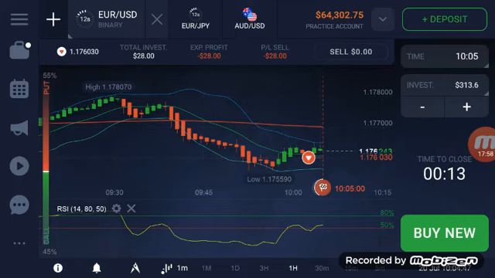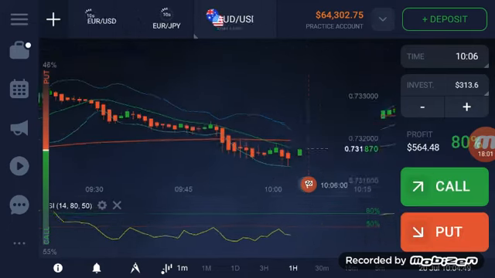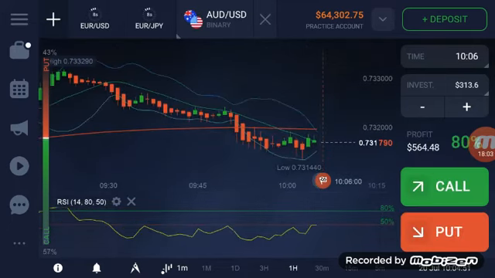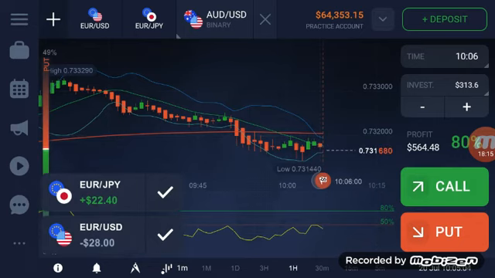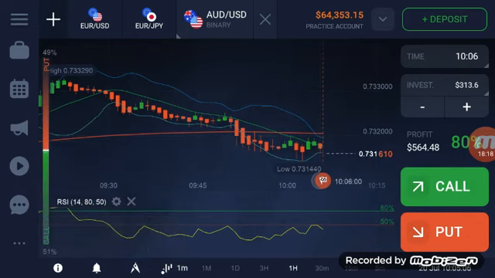Euro USD we're still losing, and Australian USD looks like we're going into consolidation. Yeah, there's not a lot of space in the market for the price to move. Okay, so another win and another loss. Still not in profit.